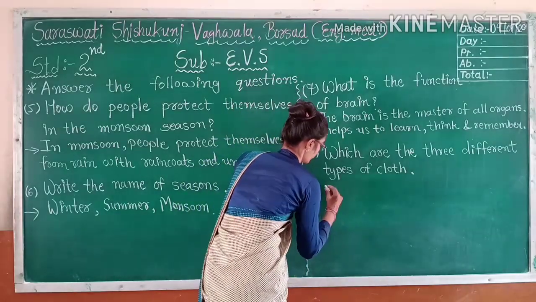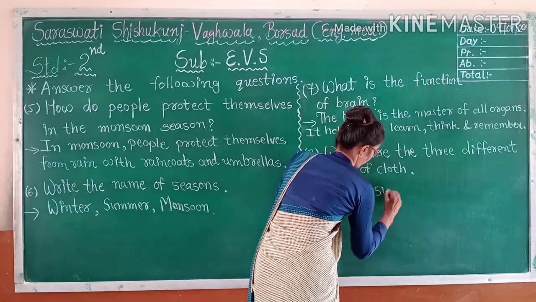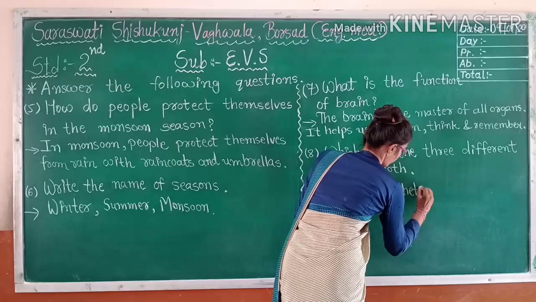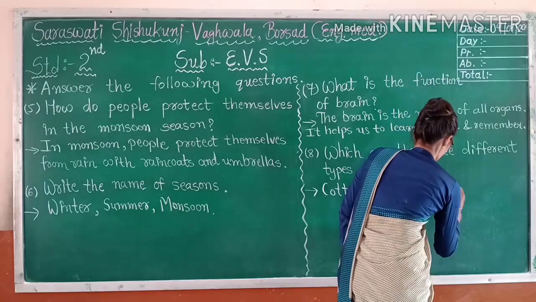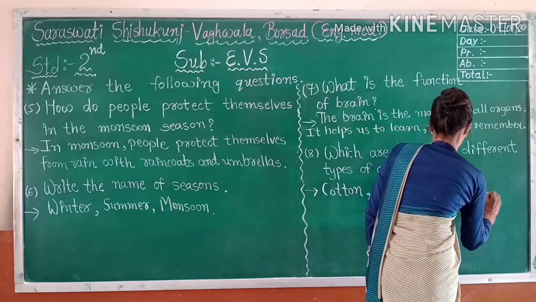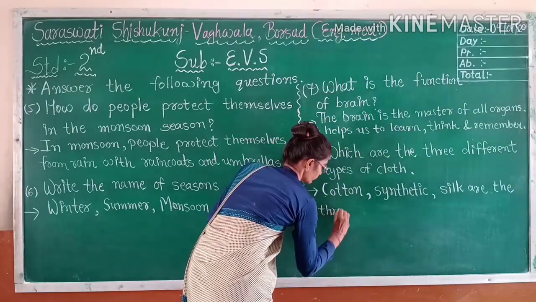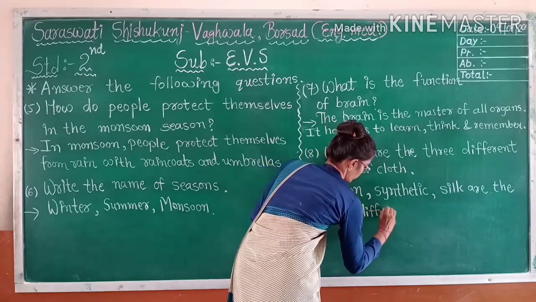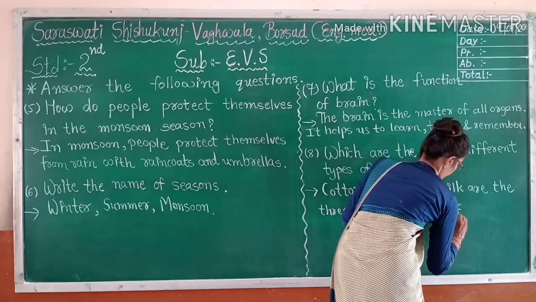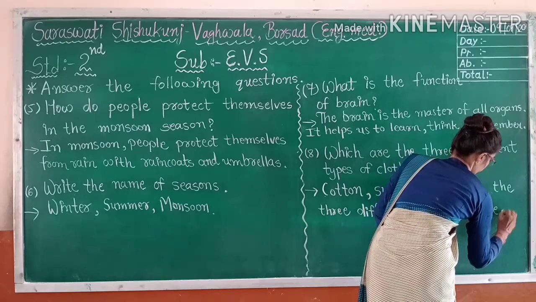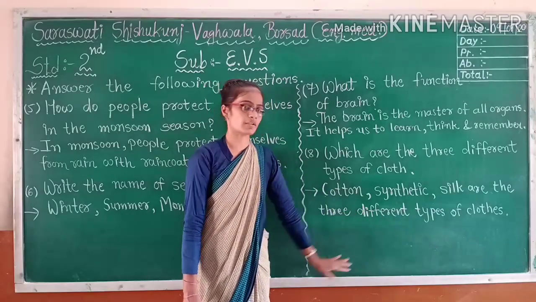So we will write here: cotton, synthetic, and silk are the three different types of clothes. Understood? Cotton, synthetic, and silk are the three different types of clothes.